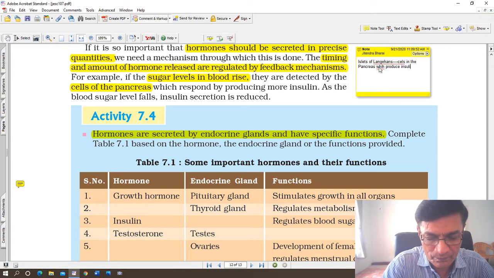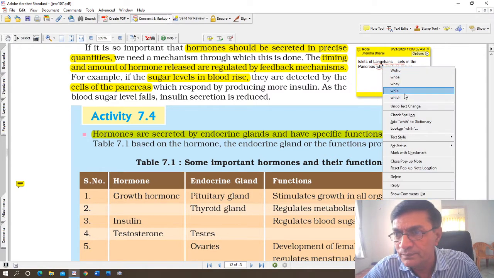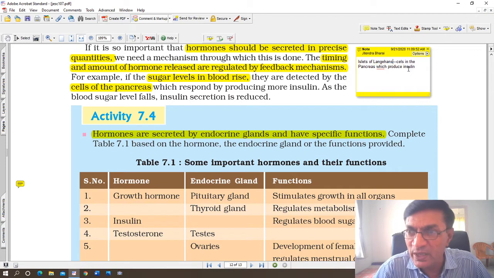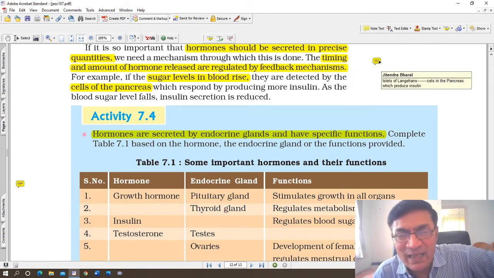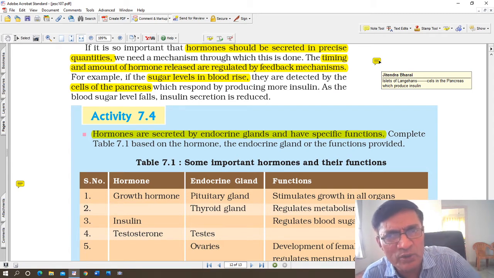Okay, which produce insulin. Islets of Langerhans. What are these islets of Langerhans? They are actually cells in the pancreas which produce insulin. Once again, islets of Langerhans. What are these? Although it's not written in a book, doesn't matter. It's something which you should know.